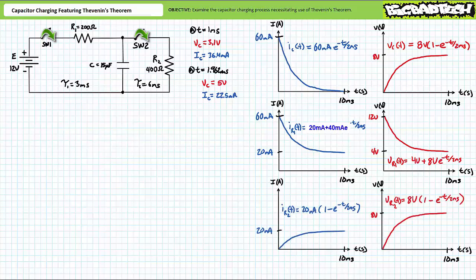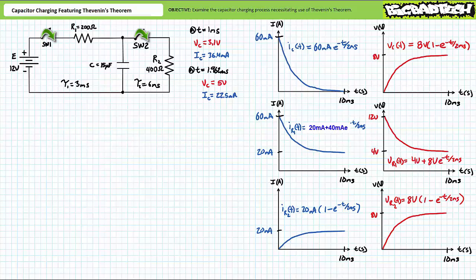Current through R2 starts at 0 and grows to 20 milliamperes over 10 milliseconds. One could express this as a time-variant function as IR2 of t equals 20 milliamperes times 1 minus e to the negative t over 2 milliseconds, where 0 milliamperes is the initial value, 20 milliamperes is the final value, and 2 milliseconds is the time constant.